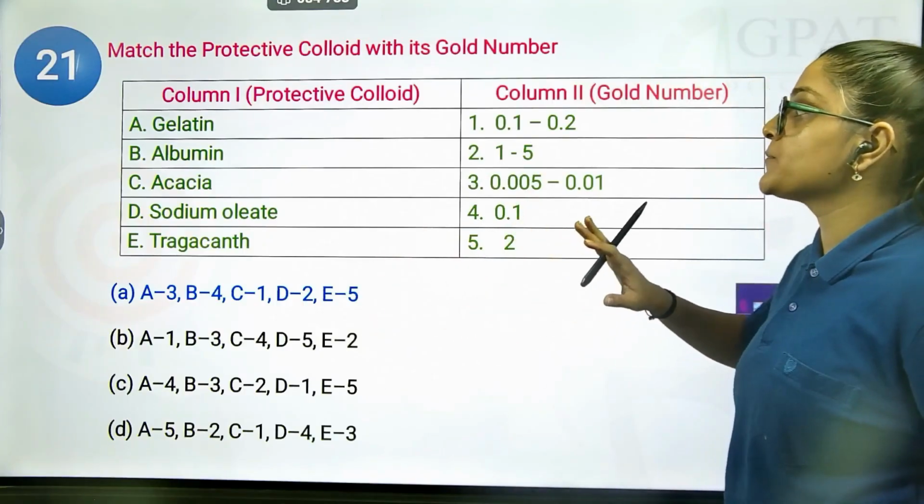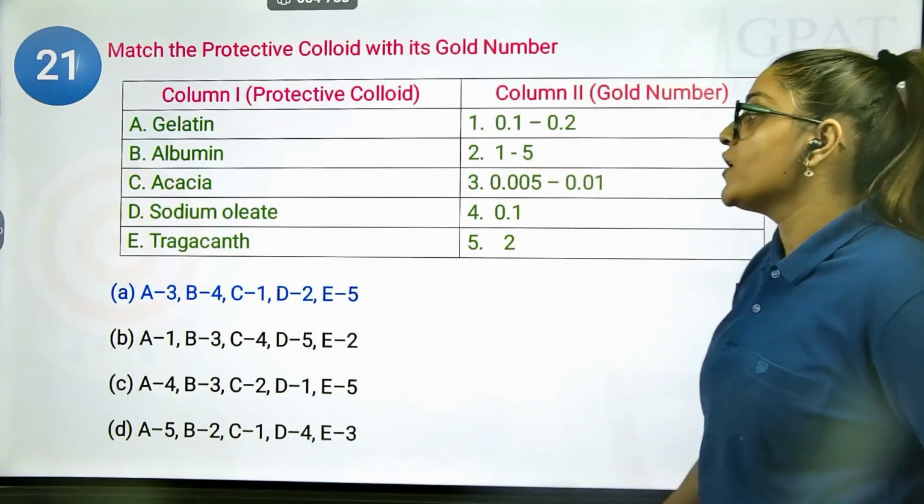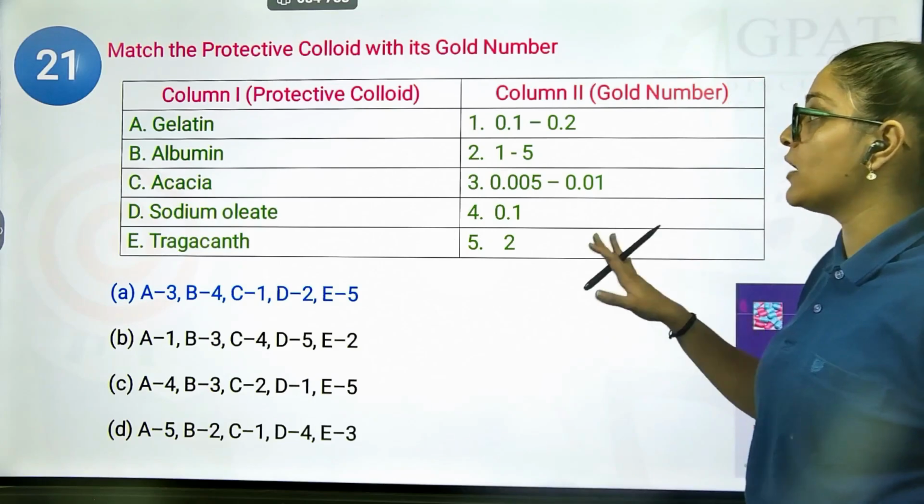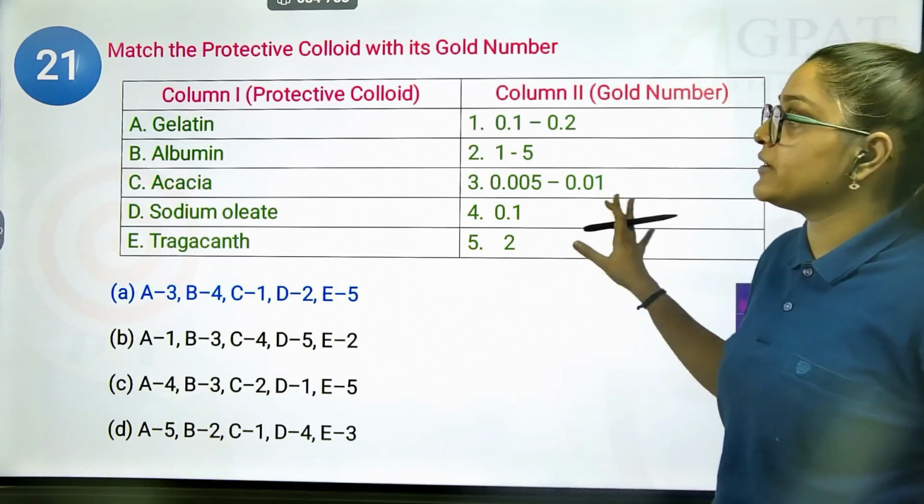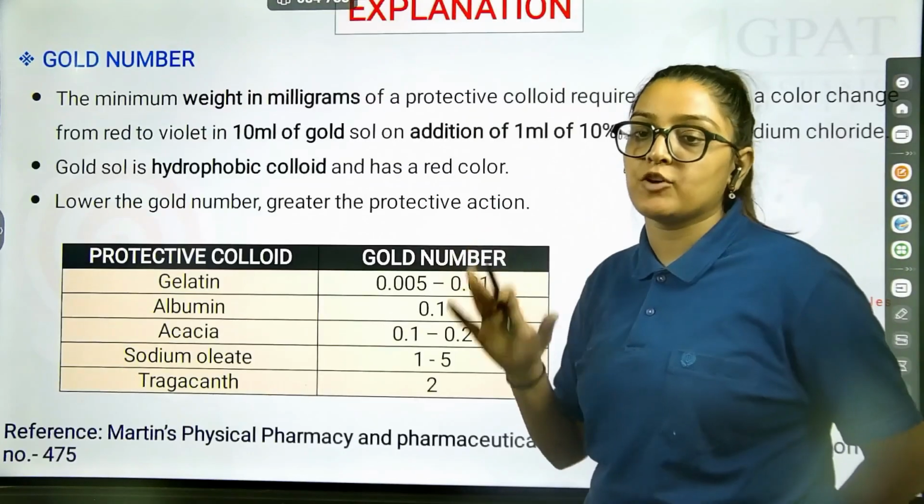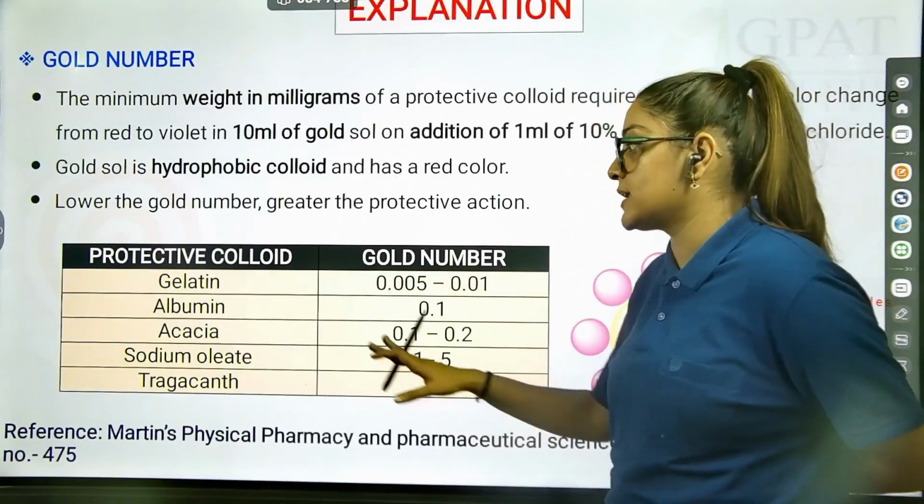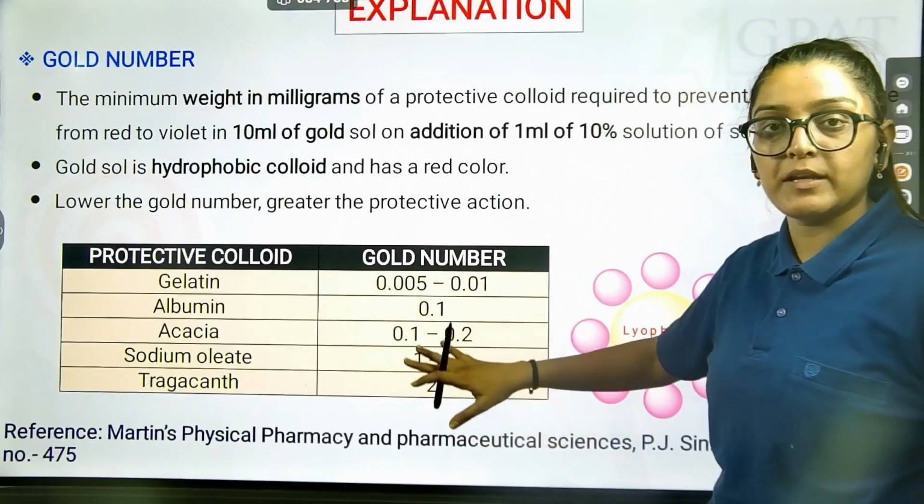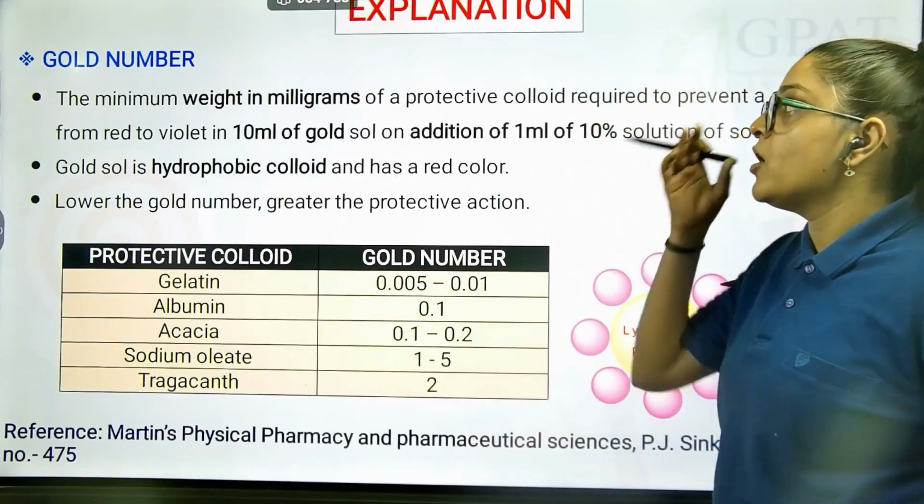For the sodium oleate, it is around 1 to 5. For the tragacanth, we have around 2, right? So even if you remember at least for gelatin and for tragacanth, you would be easily answerable. For gelatin, then for the albumin, acacia, tragacanth and sodium oleate.